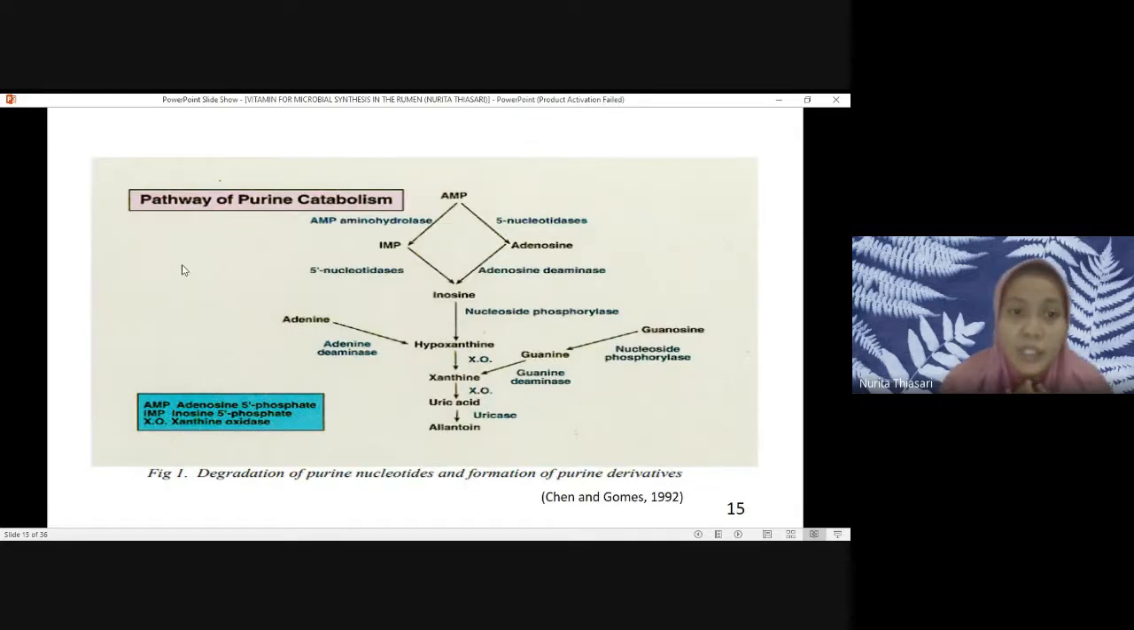And this is the pathway of purine catabolism. From AMP and IMP, adenosine becomes inosine, and then it breaks down, becoming hypoxanthine and xanthine, uric acid, and the last one is allantoin. The AMP at the top is adenosine monophosphate, and IMP here is inosine 5-phosphate. So it all comes from the nucleic acid.